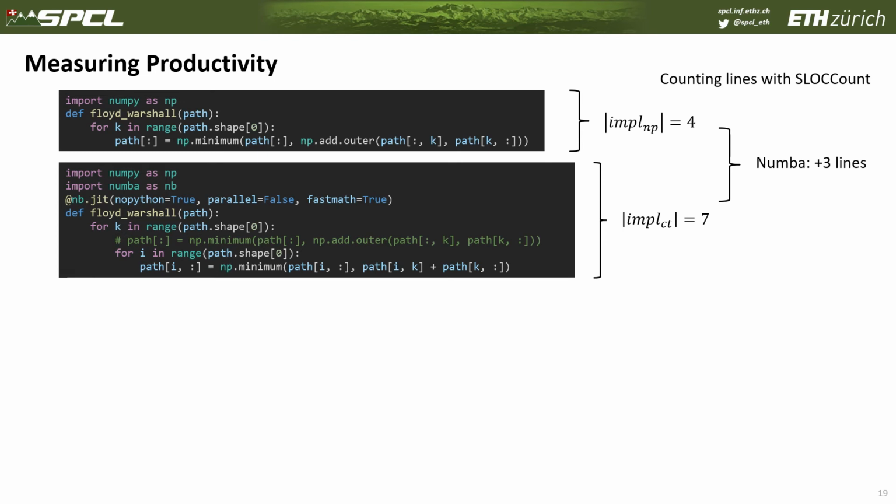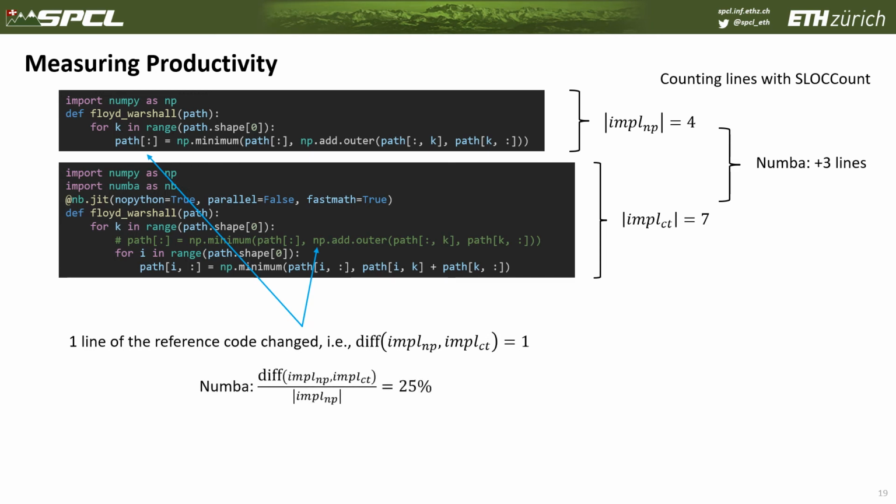Now if we compare the two codes, we can see that to adapt Floyd-Warshall for Numba, we had to change 1 line from the reference code, the one that concerns add outer. Now, if we compute this as a percentage of the total number of lines in the reference code, this is 25%, and this is the second metric.